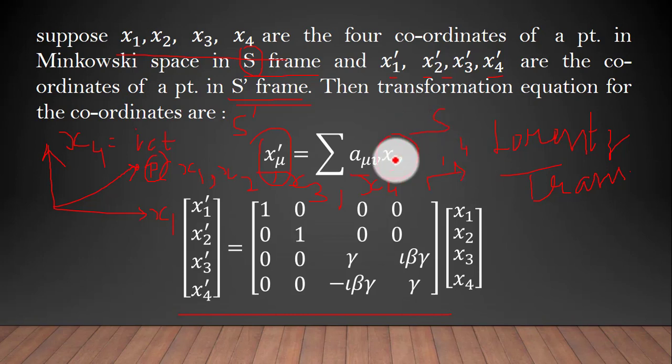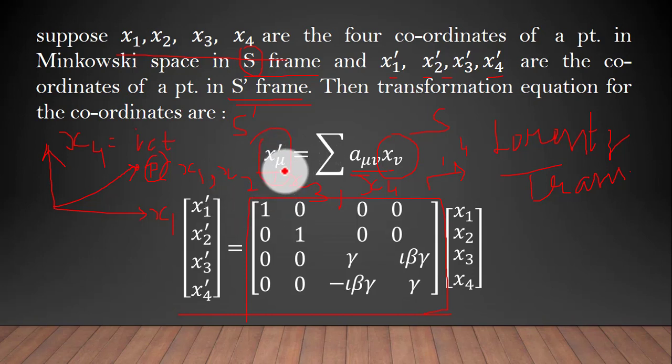So x is going to vary from x1, x2, x3, x4 here, and a mu nu is this transformation equation, and this is the matrix. A mu nu is basically the transformation matrix. And x mu prime takes values, as mu also goes from 1 to 4. So it will be x1 prime, x2 prime, x3 prime and x4 prime.